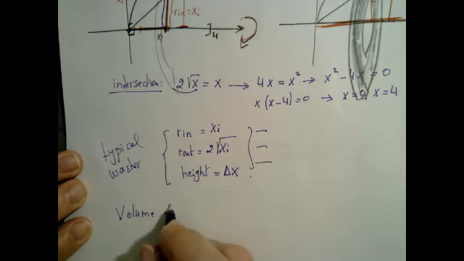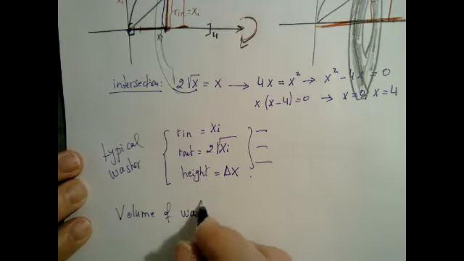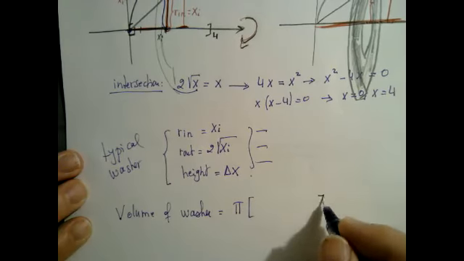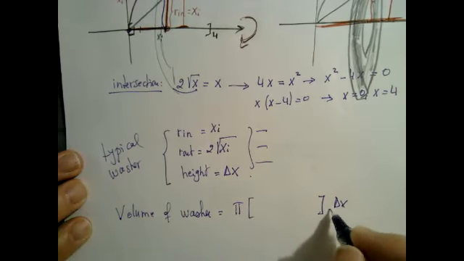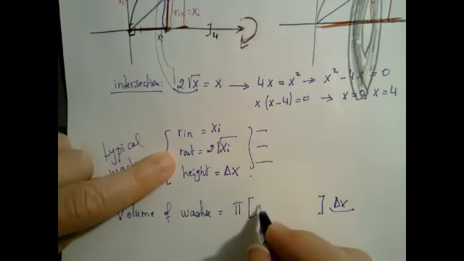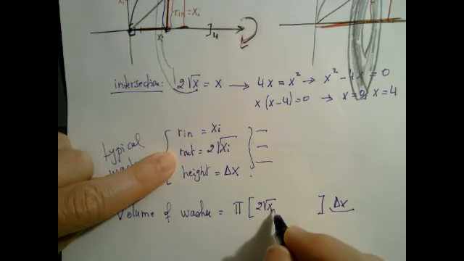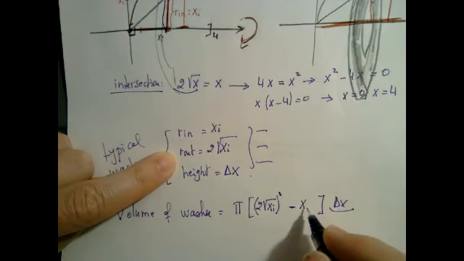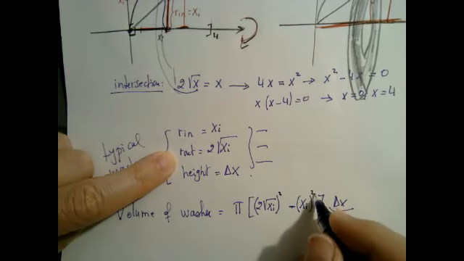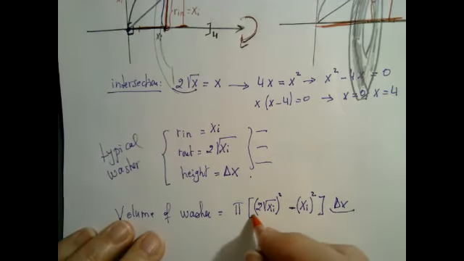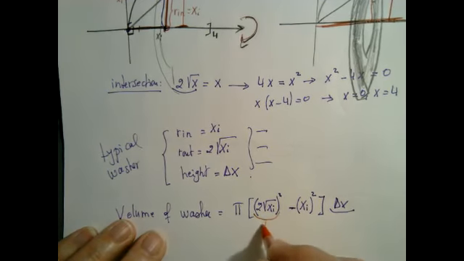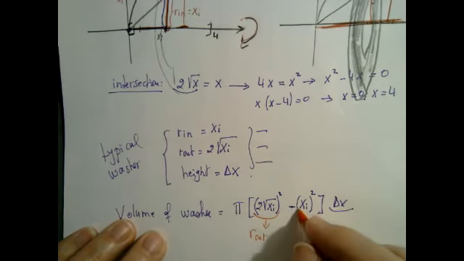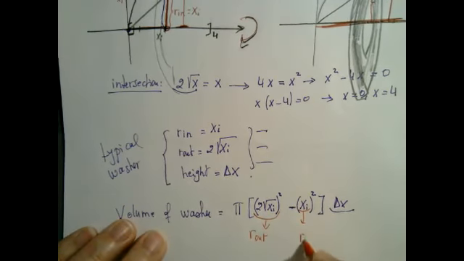Volume of a typical washer is pi times the height, times the outer radius squared minus the inner radius squared. That's the outer radius, which is the distance from the axis of rotation to the outer curve. And this here is the inner radius.